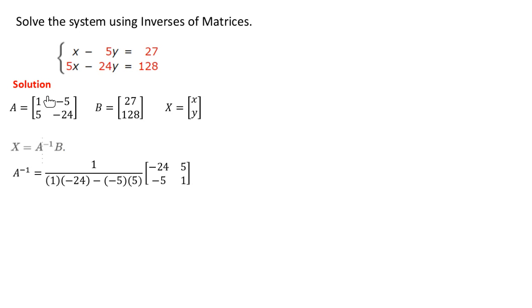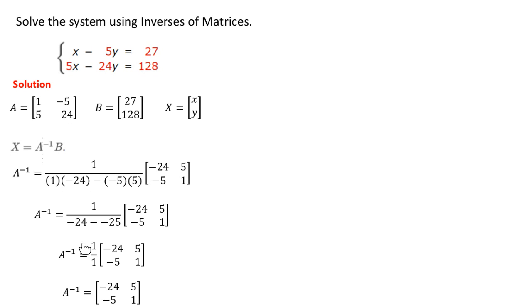1 divided by 1 times -24 minus -5 times 5. And then I'm going to switch the 1 and the -24 and change the sign. So -5 becomes +5, +5 becomes -5. Simplify. So -24 minus -25. And so here we get a plus, right? Negative is plus. So -24 plus 25 is a 1. So this is going to be my inverse, okay?